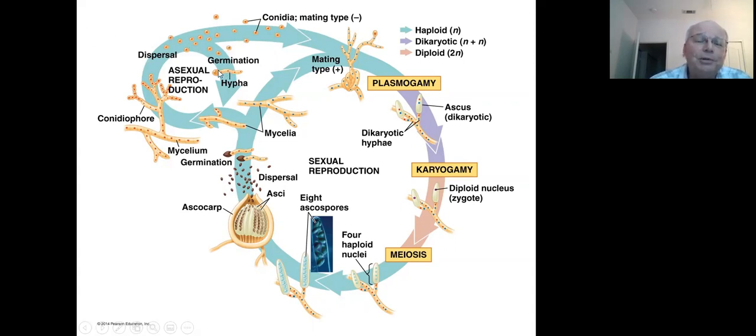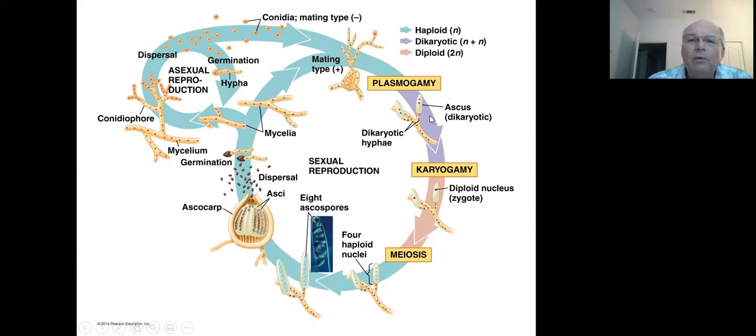When they land on a suitable food source with moisture, they germinate to give rise to the new hypha that will develop into the mycelium. If they are going to reproduce sexually, then the conidia of the minus mating type lands on the end of a hypha of a plus mating type. This then gives rise to a structure on the end of the hypha called an ascus. This is the sac arrangement.